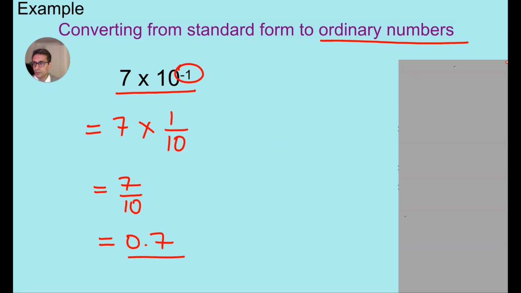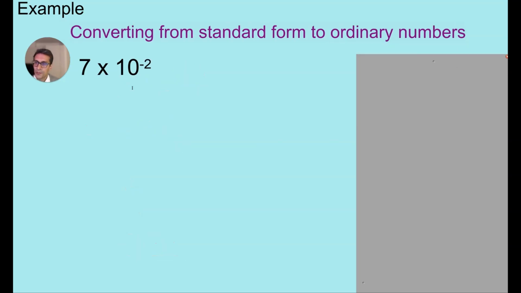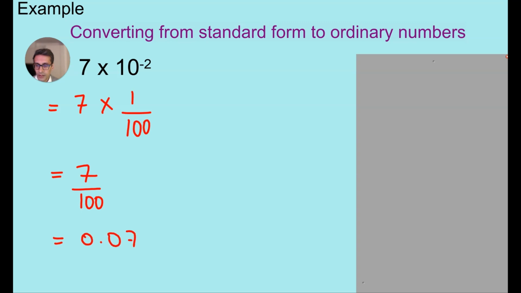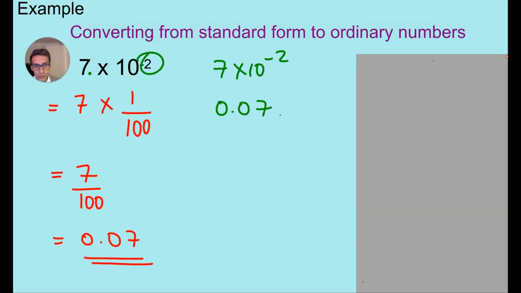So here's a second example. Pause the video and have a go with this. Okay, I'm going to show you this in 3, 2, 1. Okay, so 7 times 1 over 100. Using place value grid again. So 7 over 100, which is 0.07. The quicker way to do this, you can see the decimal starts here and it moves 2 places to the left. So 7 times 10 to the negative 2 is the same as 0.07, because the decimal would have moved 1 place, 2 places.